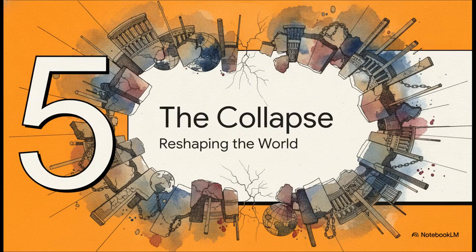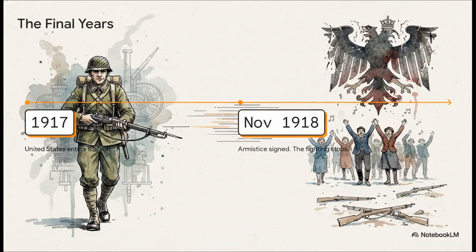Part 5. The Collapse and Aftermath, Reshaping the World. After that turning point, the end arrived with rapid acceleration. The United States brings its might in 1917, and just a year later, the German alliance collapses. Finally, on November 11, 1918, the armistice is signed. The crowds celebrate. After 4 years of relentless industrial slaughter, the guns finally fell silent, and the fighting stopped.